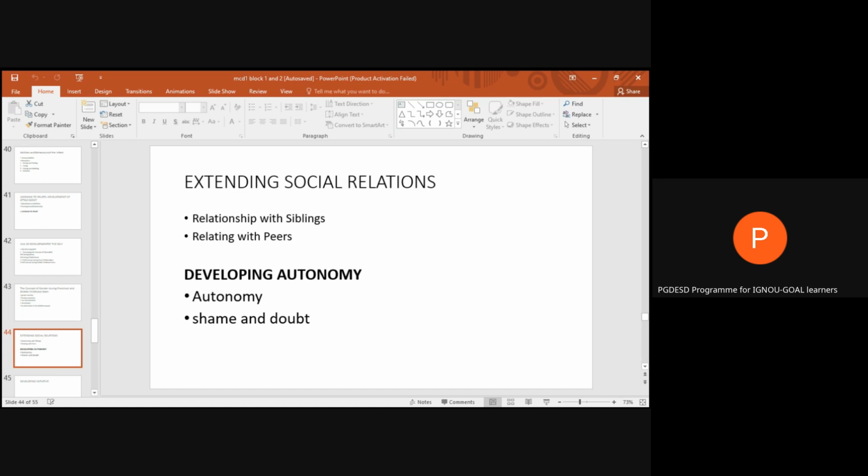Extending social relationships, relationship with siblings. Most families in our society, in our country, have more than one child. Interacting with siblings is as much a part of the child's life as interacting with parents.